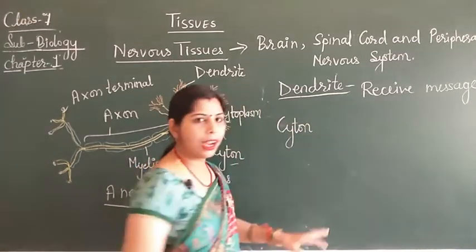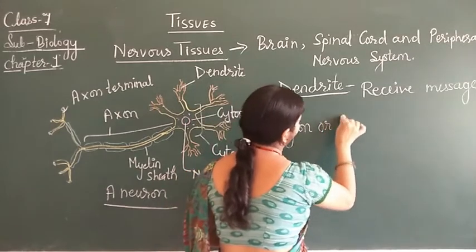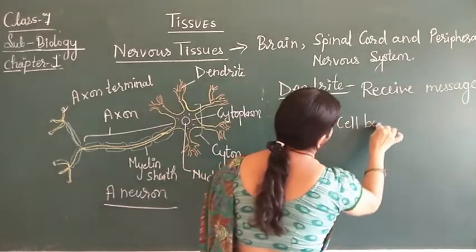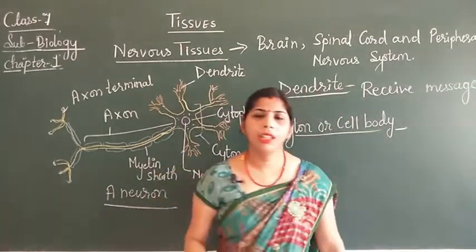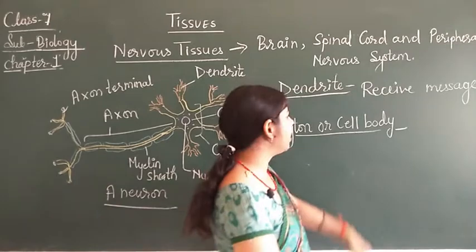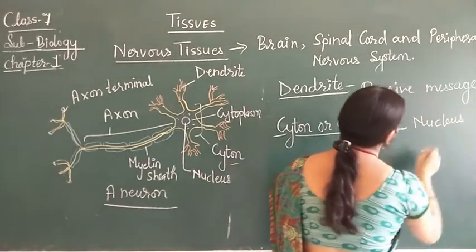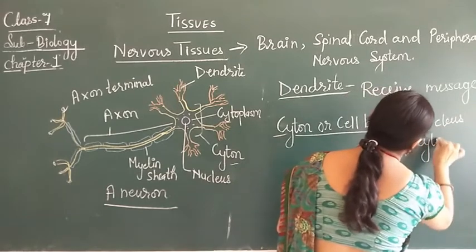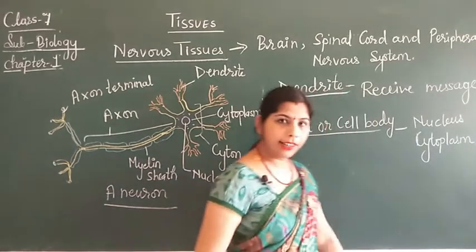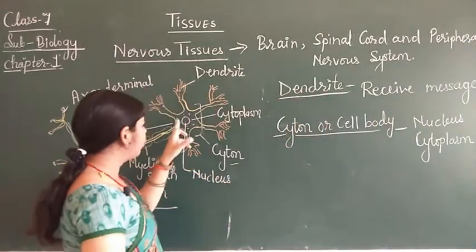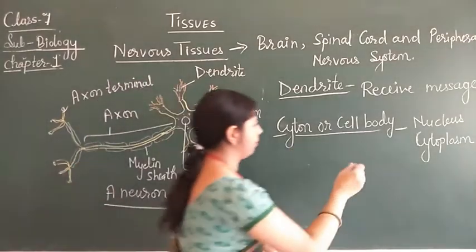So the cyton is another part of the neuron. This cyton is also known as the cell body. The structure of the cyton has a centrally placed nucleus and cytoplasm. And as I told you earlier, from the cytoplasm a number of dendrites arise in a root-like fashion.